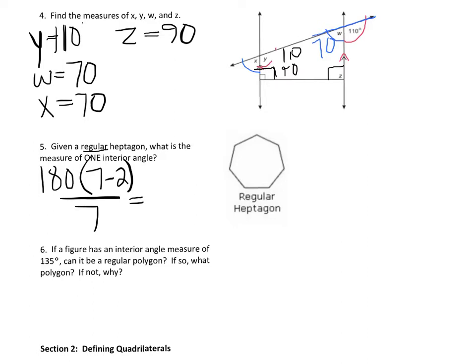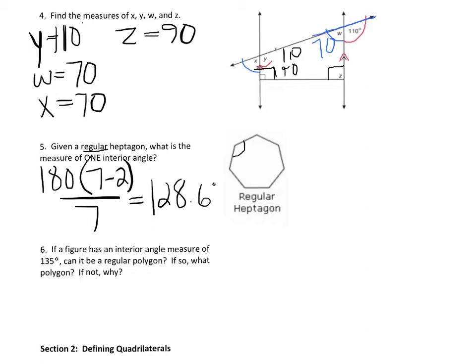And if you put that in your calculator, you have 180 times 5, and then divide that all by 7, and you'll see it's 128.6. So that's the measure of one of these angles, which looks about right, because it's less than 180, but it's more than 90. So I believe that.